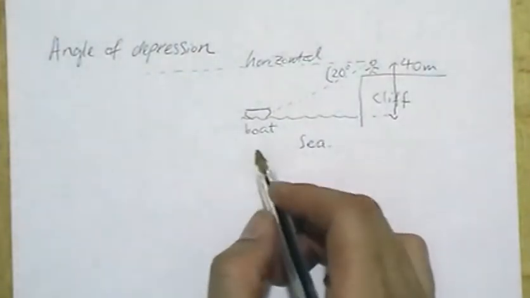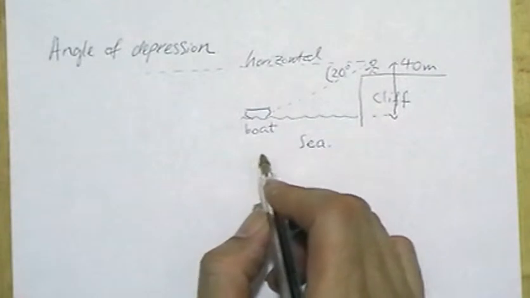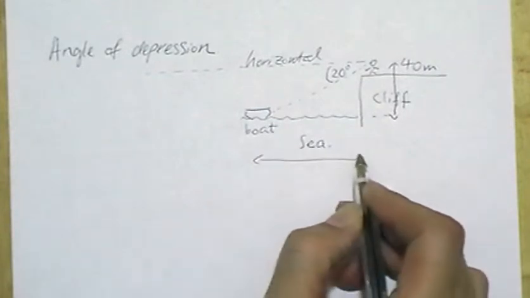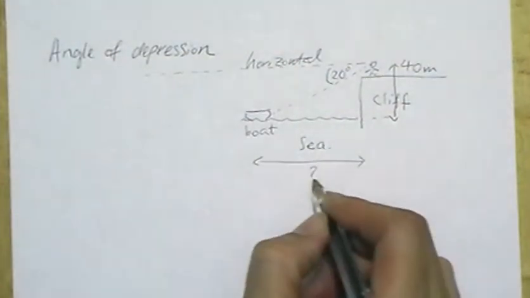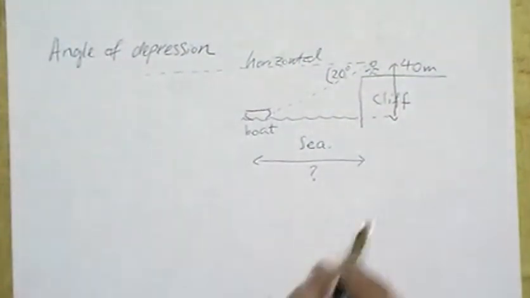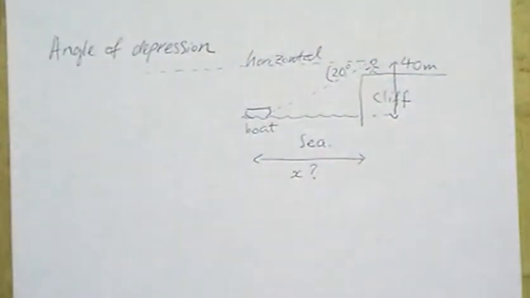So the question is, find the distance from the boat to the cliff. Okay, let me call that x. So that's the question in this example.